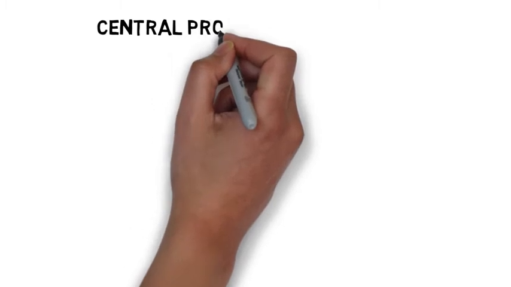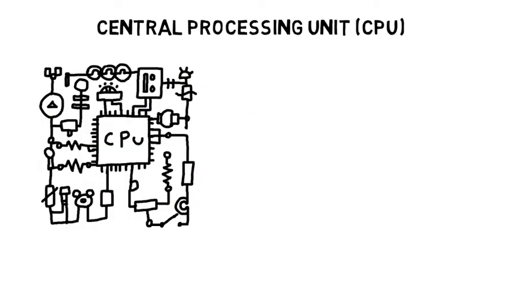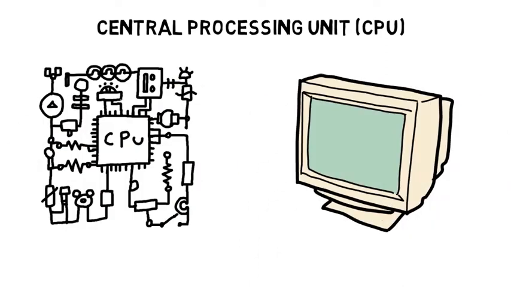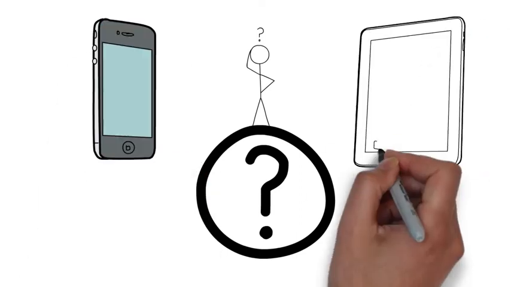Central Processing Unit, CPU. We've already talked about the CPU in an earlier session and the part it plays in the overall running of the computer system. However, what about all the portable computing devices we have these days, and how could a CPU work in something like a mobile phone or a tablet?